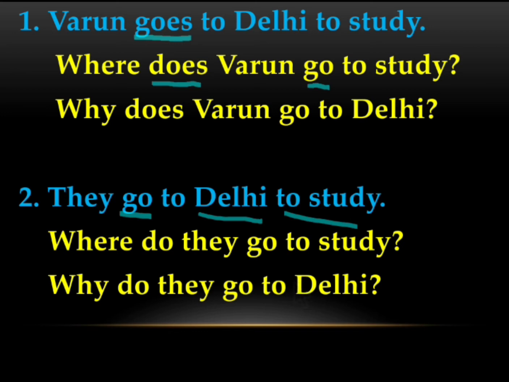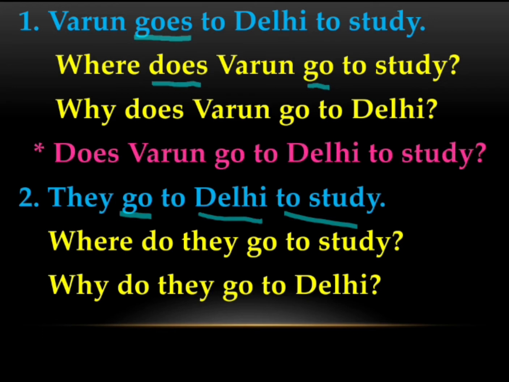Now, using the same statements, let us see if we can frame the yes or no type of question. For the first statement, Varun goes to Delhi to study. Here, goes is the main verb. If there is only a main verb and no auxiliary verb, it is understood that we have to use only the do verbs to frame a question. So we use either do or does in the present tense. Since Varun is singular, we use does. Does Varun go to Delhi to study? Yes, Varun goes to Delhi to study. So that is the response.